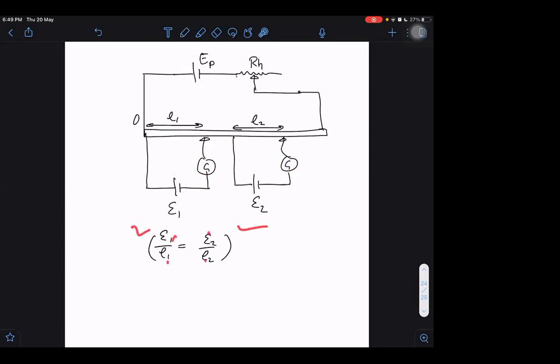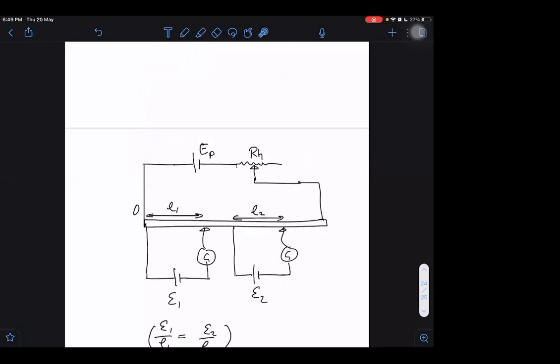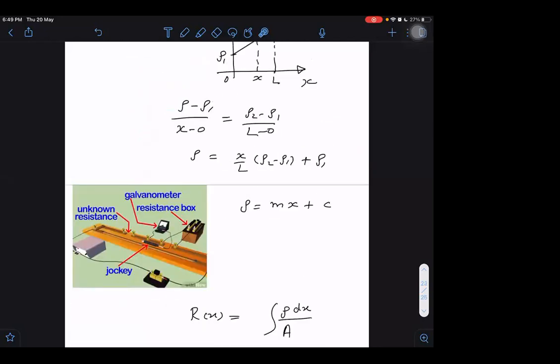E1 by L1 will be equal to E2 by L2. That way only we can answer again. That will be equal to Vp by L, where L is the total length. And L, if not given, although it should be given in a potentiometer, is not guaranteed to be 100 centimeters. There is one other experiment which is called the meter bridge. The name itself suggests that a meter bridge will have only 1 meter, 100 centimeters, of length. But in a potentiometer, you can see they have given the practical potentiometer diagram here.